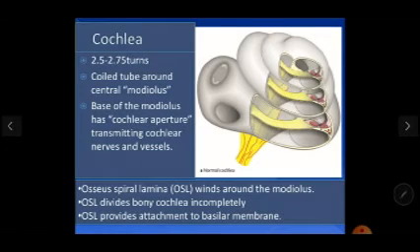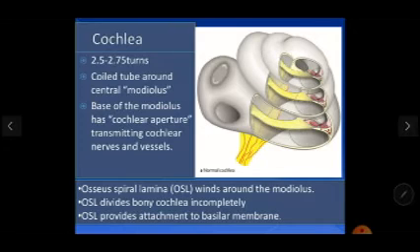Now coming to the cochlea. Mostly this will be about the bony cochlea. When we say cochlea, it looks like a snail, and the cochlea has 2.5 to 2.75 turns. It has a basal turn, middle turn, and the apical turn. It is a coiled tube around a modiolus. This is the modiolus.